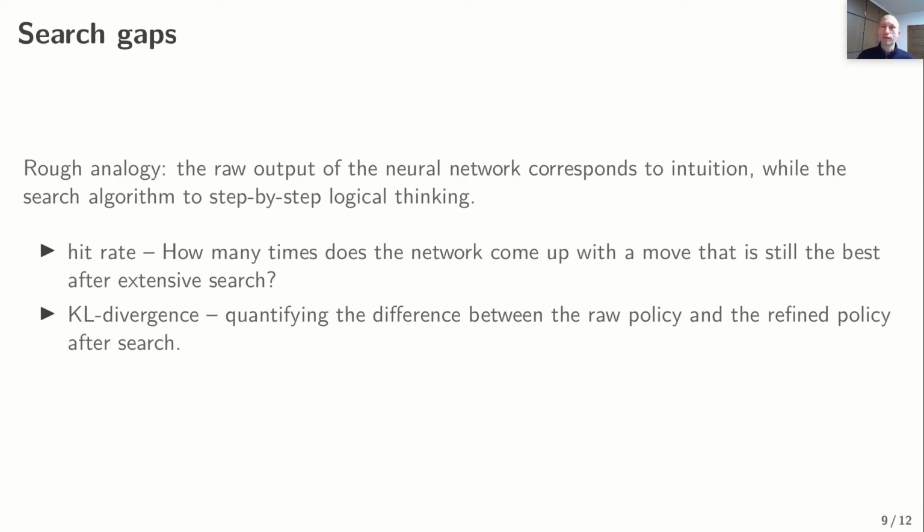So what are these search gaps? This is a rough analogy. We have the raw output of the neural network, the raw policy, and that corresponds to intuition. It's like a human looking at the board and thinking, okay, this feels like a good move. While the search algorithm is the step-by-step logical thinking, just like when a human being, after the first intuition, starts thinking and evaluates the position in a more verbal, more explicit way.